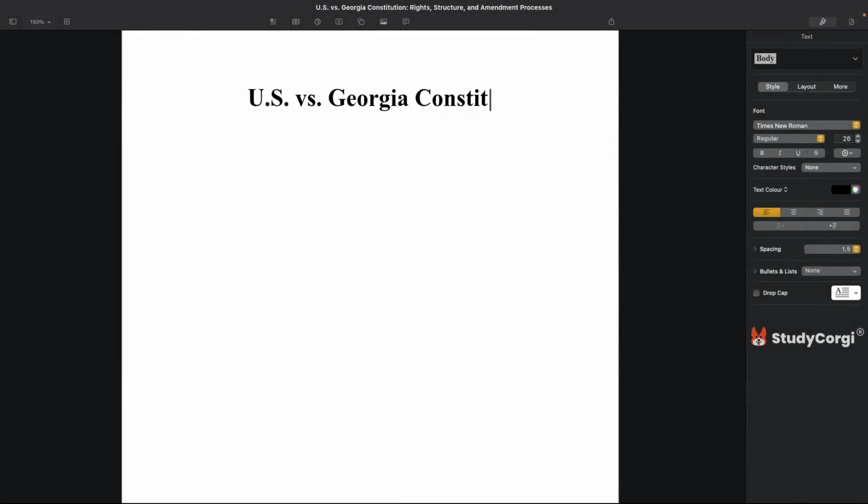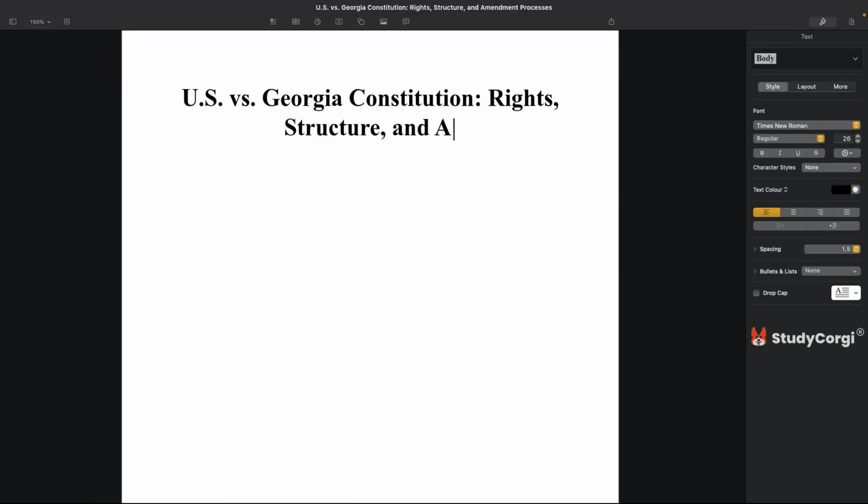U.S. vs. Georgia Constitution, Rights, Structure, and Amendment Processes. Introduction.